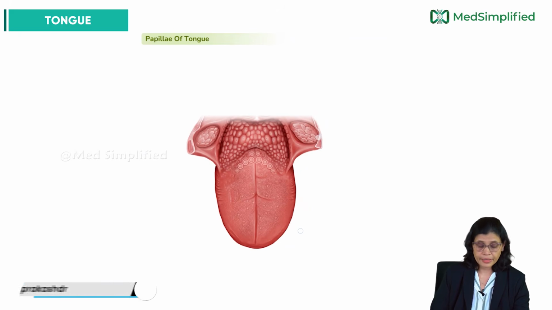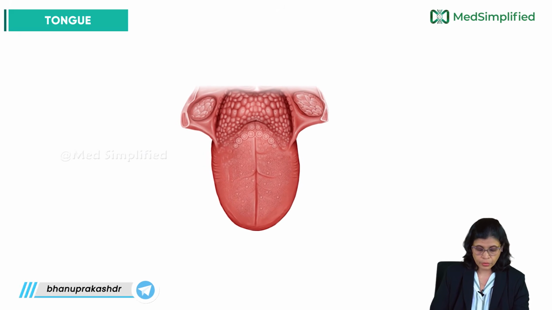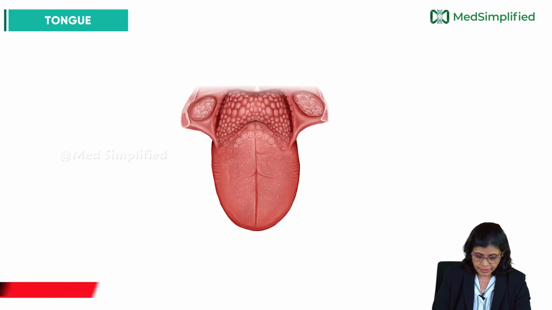So which are the papillae we see on the oral part of the tongue, or the anterior 2/3 of the tongue, which we call the lingual papillae. They are basically projections from the lamina propria of the mucous membrane. Here the largest papillae, we call them the circumvallate papillae.